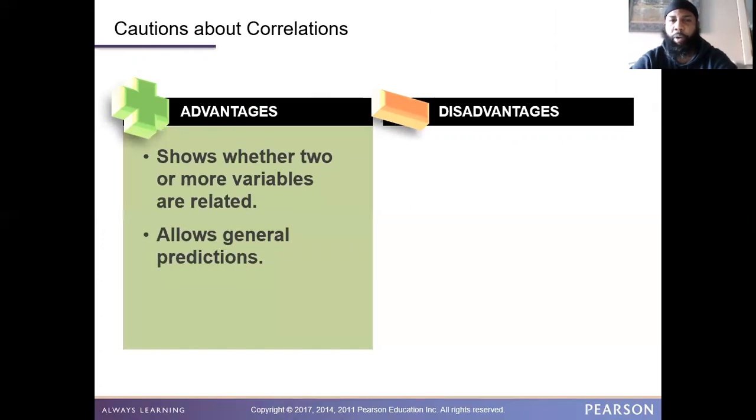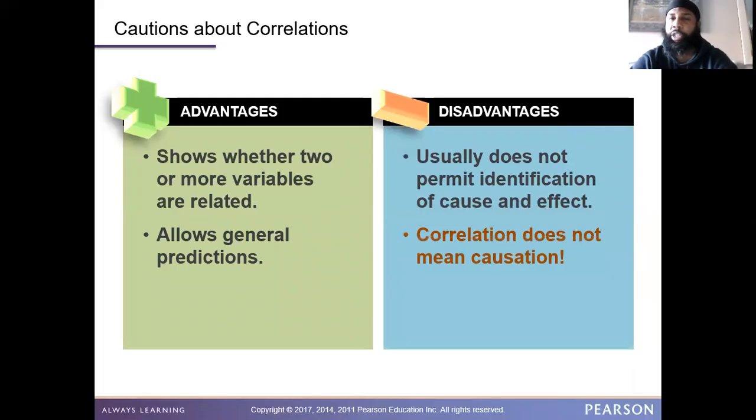First, they do show whether two or more variables are related, and they also allow for general predictions between those variables, right? However, they usually do not permit identification of cause and effect. So in our married example, we can't say that the length of years together caused political opinions to be similar. We can just say that the longer they were together, the more similar those opinions were. So it does not show cause and does not mean cause.